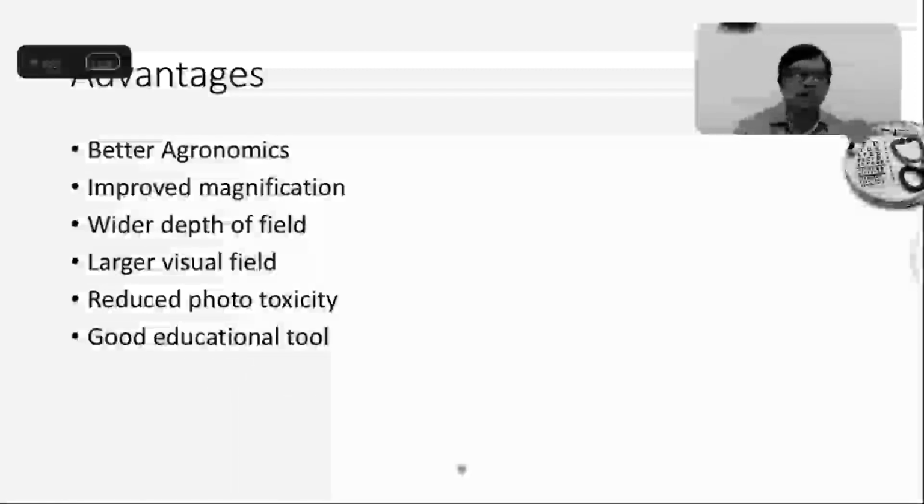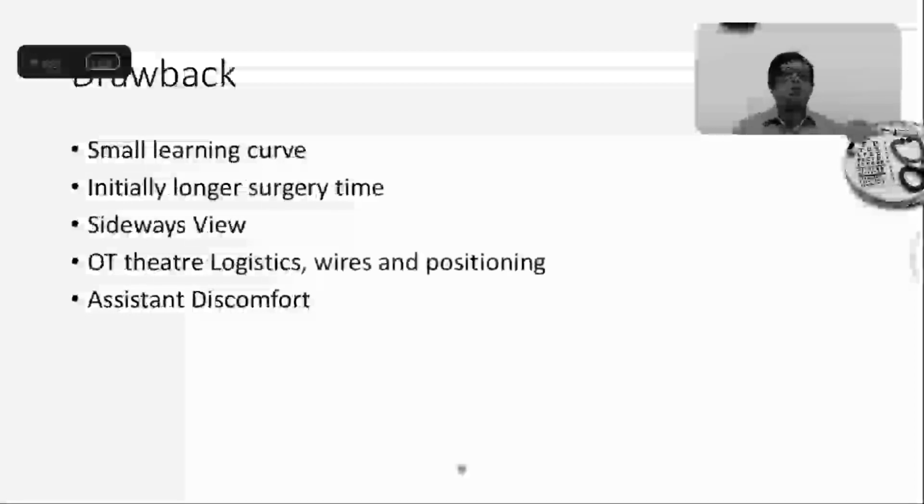Larger field of vision is very interesting because the magnification is big and the field is also big. We usually see that when the magnification is big, the field grows small, but here we have a larger field and larger magnification. Reduced phototoxicity, because we need less light. We can see better in less light. And last but not least, it's a very good educational tool, particularly for our residents and trainee doctors. There are some drawbacks.